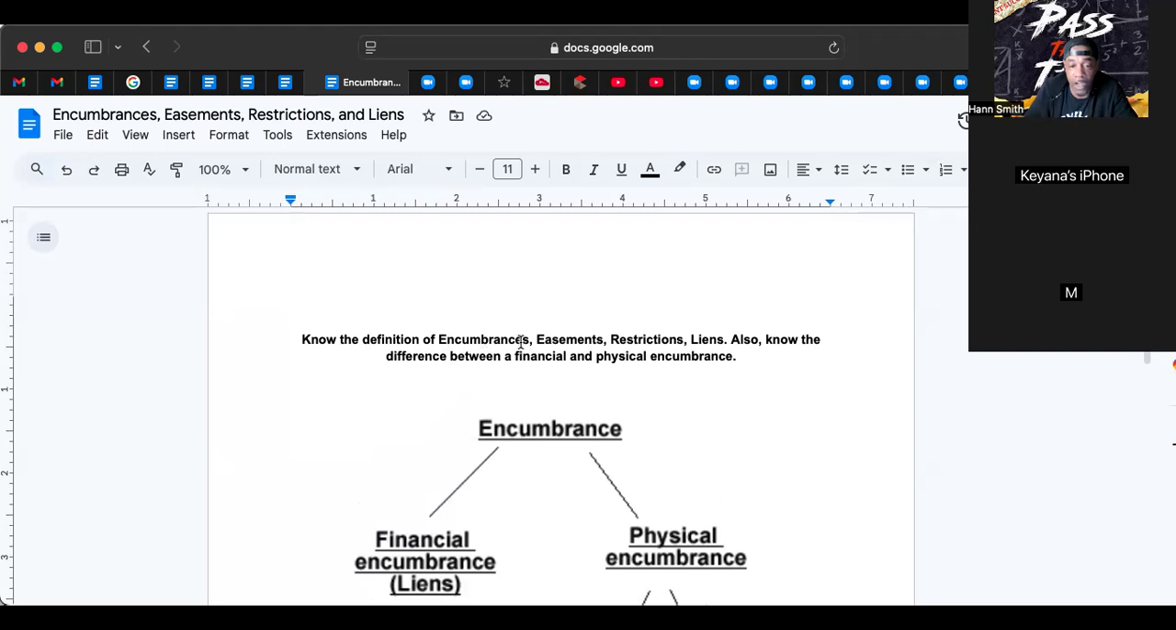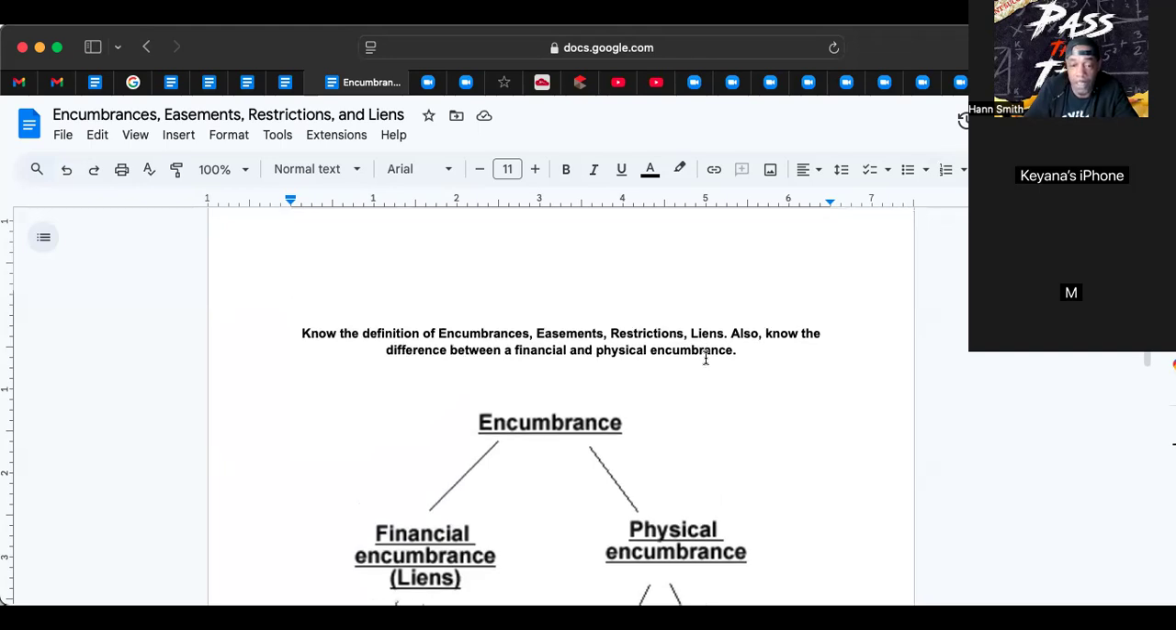Know the definition of encumbrances, easements, restrictions, liens. Also know the difference between a financial and physical encumbrance. All right. Now, remember, we're talking about ownership. This is a blank sheet of paper. This is how we want to hand over and transfer properties, with no encumbrances on it. So when you think of an encumbrance, think of the tree trunk. When you see a tree, just think of the trunk, and then think of all these other things coming off of it as branches.